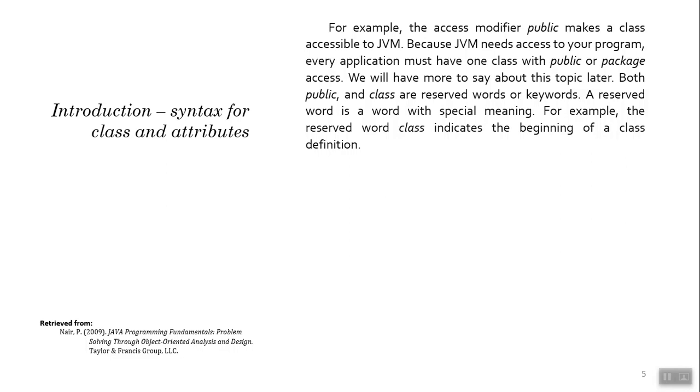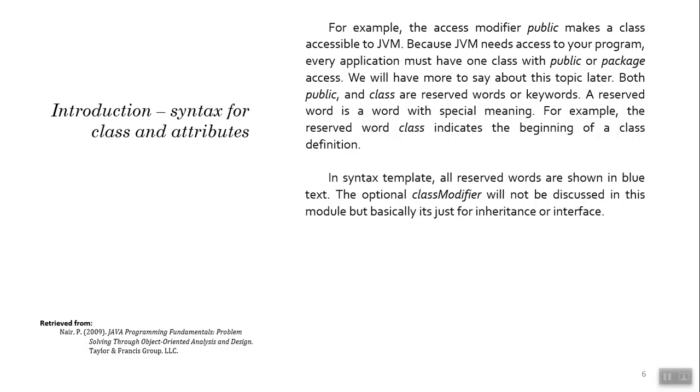And then every application must have one class with public or package access. We will have more to say about this topic later. Both public and class are reserved words or keywords. A reserved word is a word with special meaning. For example, the reserved word class indicates the beginning of a class definition. We cannot declare a variable with the name class or public since they are reserved words, for example, int public or int class. So you cannot use public or class in declaring a variable. It would create an error.